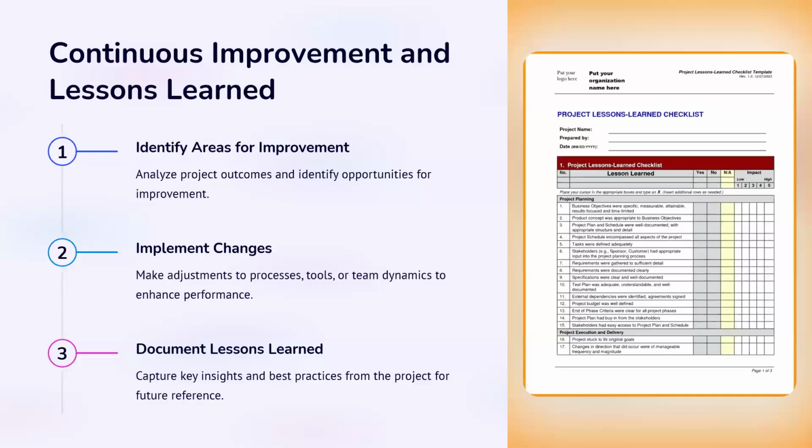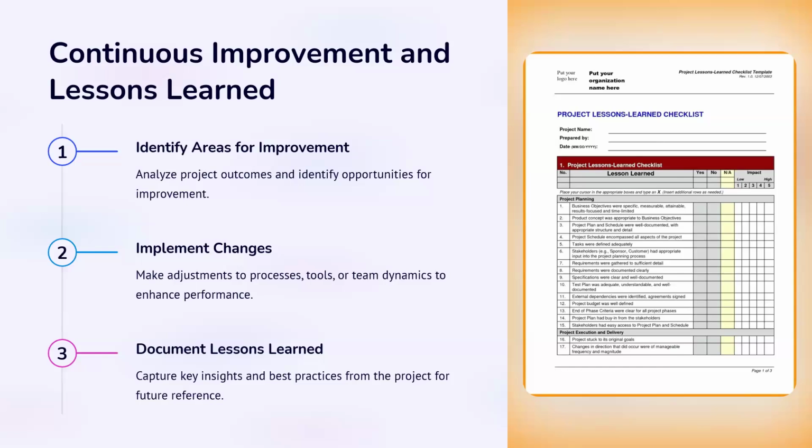So, continuous improvement and lessons learned. Identify the areas for improvement. Wherever there is a need for improvement, these areas have to be identified, and analyze the project outcomes and identify opportunities for improvement. Sometimes most of the team members may be outperforming. They may be performing excellently in a very good manner. In that case, you don't have to disturb them. But on the other hand, one or two employees may be lacking a few skill sets.